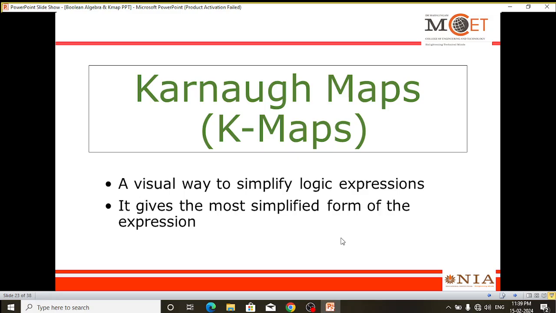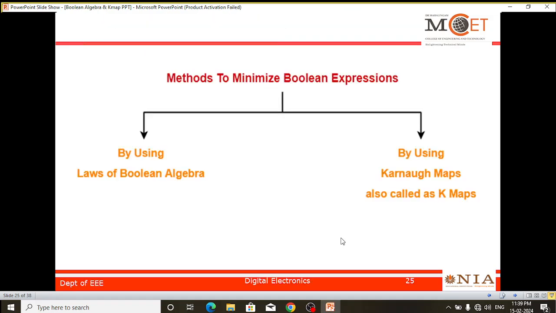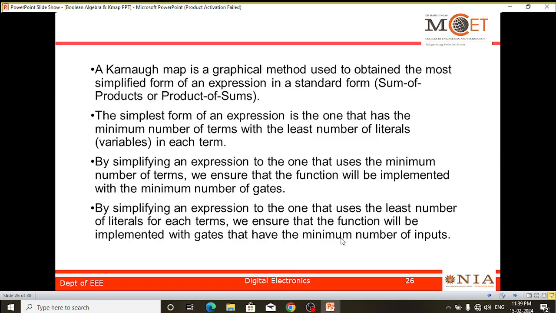In order to minimize the logic function or Boolean function, we use one type, which is Boolean algebra, that is, Boolean theorems, or we use the K-map. So the methods to minimize a Boolean expression are using the laws of Boolean algebra or using the K-map, also called Karnaugh's map. In Boolean algebra, you draw the implementation using some basic logic gates or logic operators. Let us take an example in Boolean algebra.